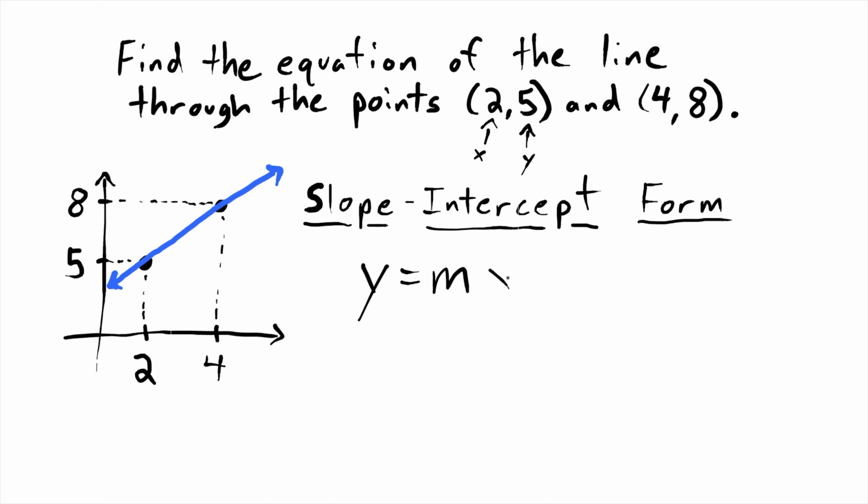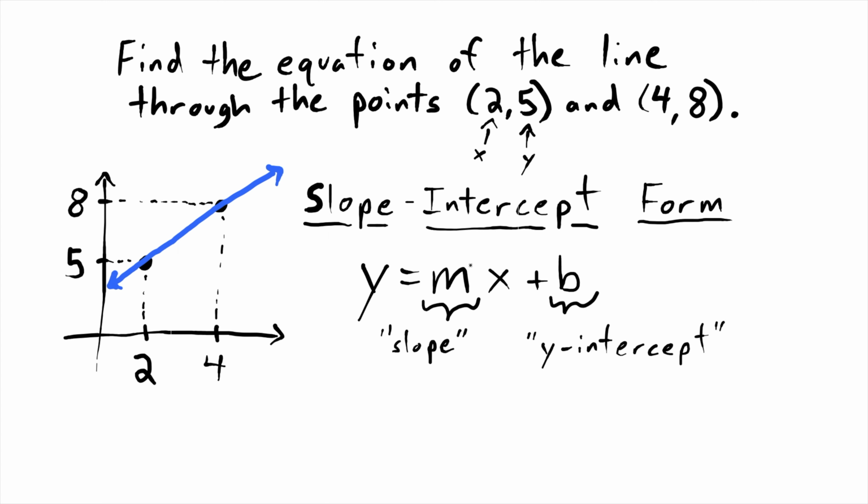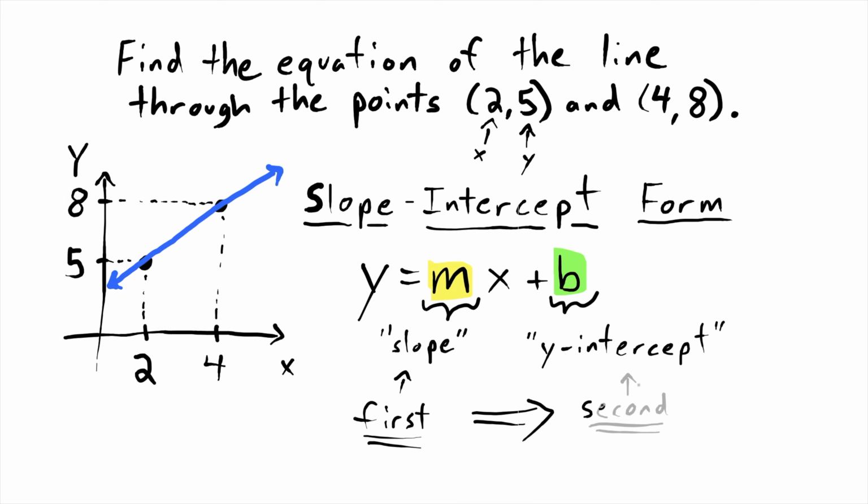Y equals mx plus b, and the m is the slope, the steepness of our line, and the b is the y-intercept. Technically, it's the y-coordinate of the y-intercept. It's the height at which our line crosses the vertical y-axis here. So these are the 2 things that we need to find. We're going to find out the slope first, and we're going to use that to determine the y-intercept.